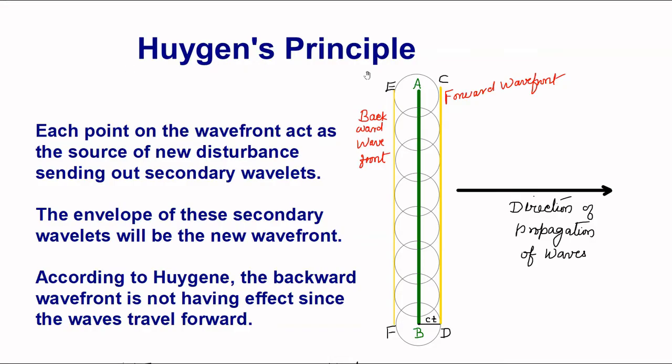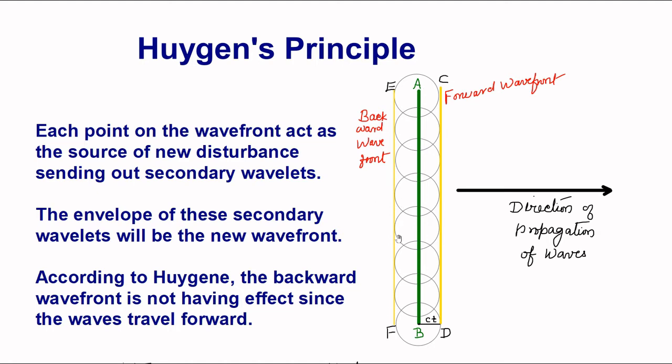Huygens principle. Huygens principle explains how a wavefront advances in the forward direction. Look at this diagram. AB is the wavefront, CD is the forward wavefront, EF is the backward wavefront.